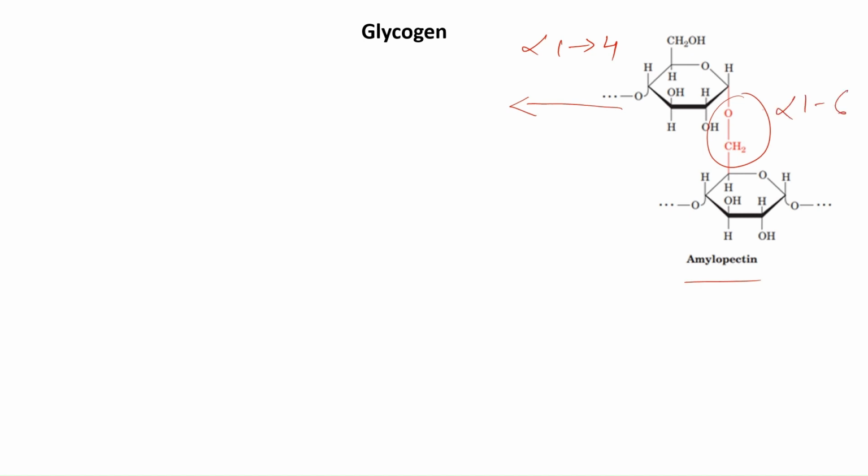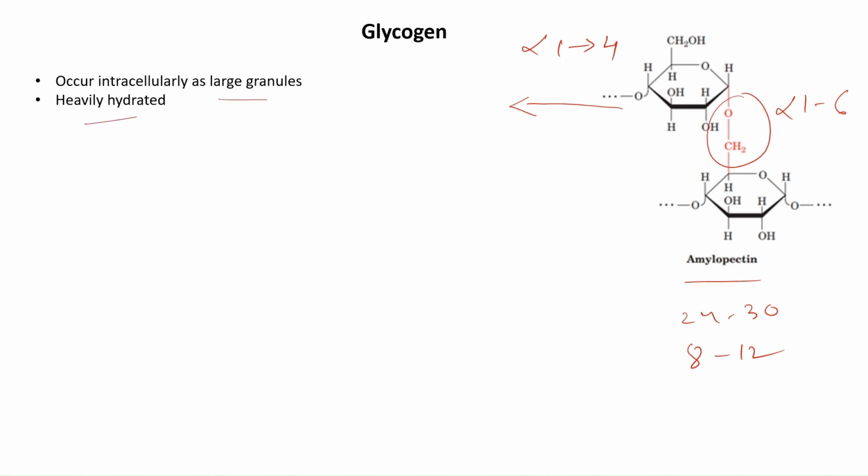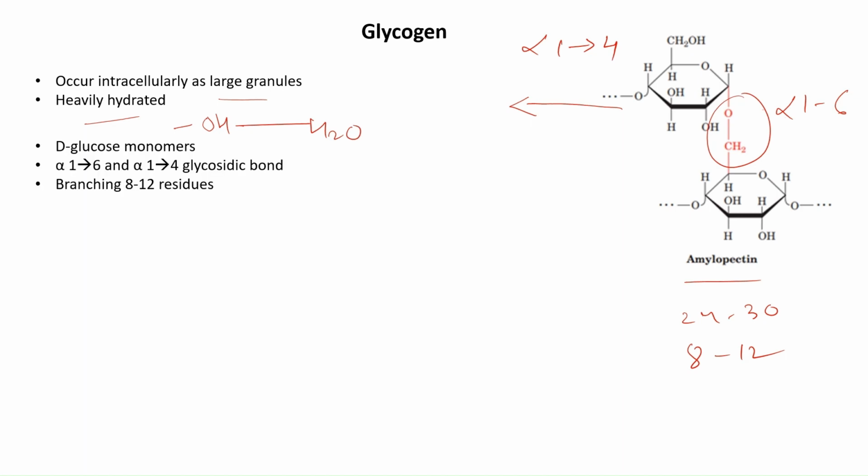In glycogen, the branching is much more compared to starch. In starch, branching occurs after every 24 to 30 residues, but in glycogen, branching occurs after 8 to 12 residues. Glycogen also occurs intracellularly as large granules. It is also heavily hydrated, for the same reason: it has many exposed OH groups. These OH groups can form bonds with surrounding water molecules. Glycogen is also a polymer of D-glucose units. It is like amylopectin. Wherever branching is there, it is an alpha 1,6 bond.